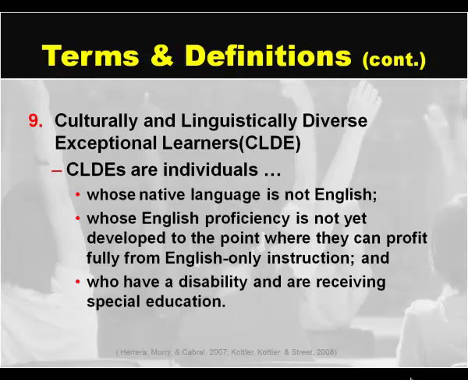Number 9, culturally and linguistically diverse exceptional learners, acronym CLDE. CLDEs are individuals whose native language is not English, whose English proficiency is not yet developed to the point where they can profit fully from English-only instruction, and who have a disability and are receiving special education.